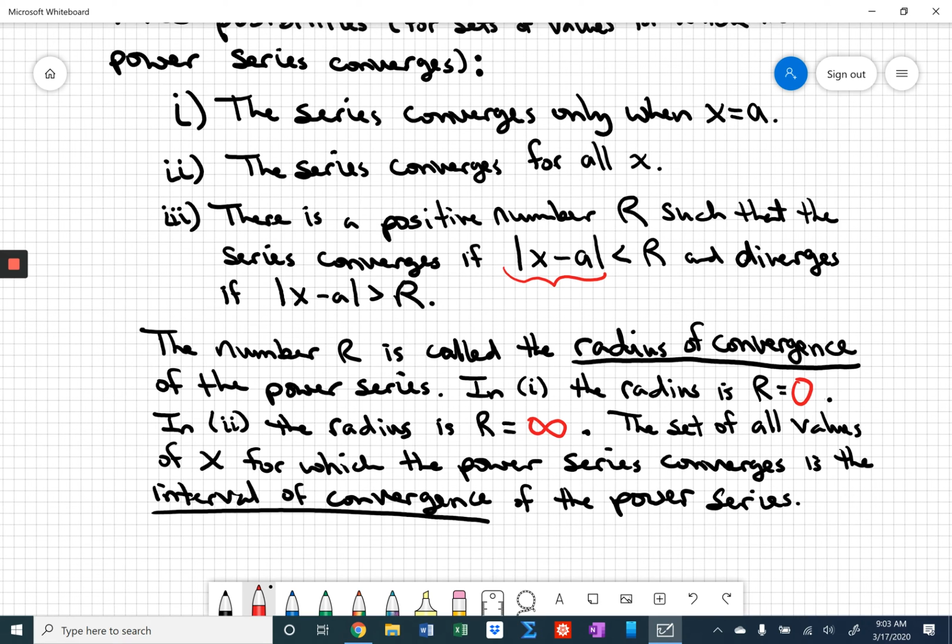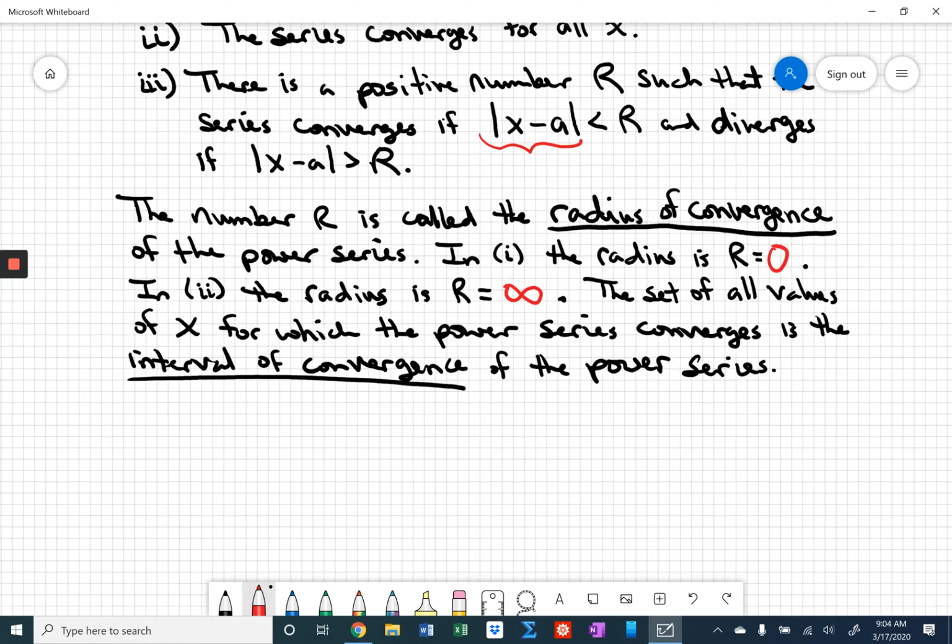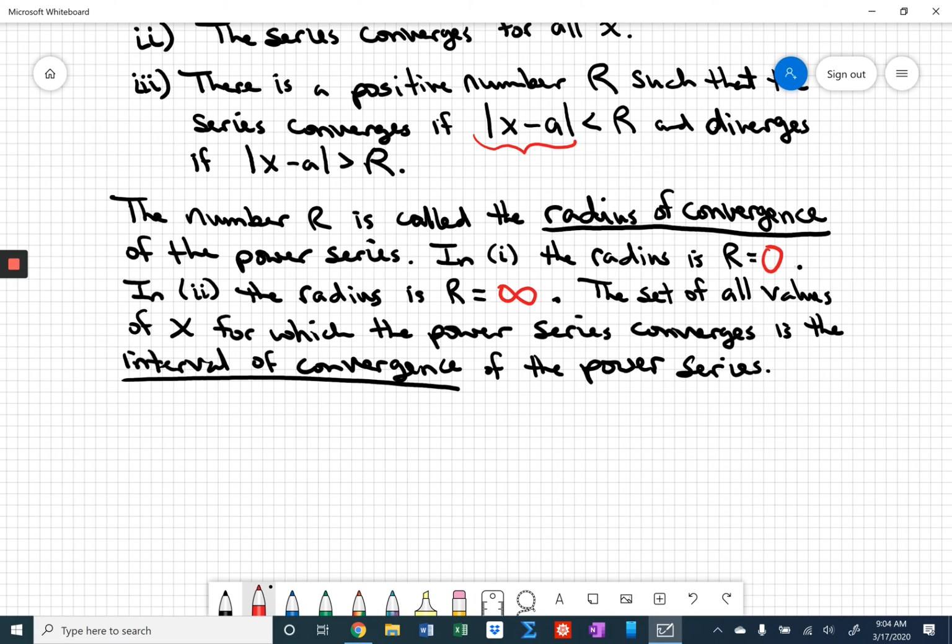Okay, continuing. The set of all values of x for which the power series converges is the interval of convergence of the power series. Some questions will ask you to find the radius of convergence, so you just have to find that r value. Some will have you find the interval of convergence, so you have to find, like we did in the previous example, all the values of x for which the series converges. Make sure you read the question carefully and understand what is being asked of you. Some will ask you for both, so you'll see that as well. Okay, so that's our theorem. Let me see what's next.